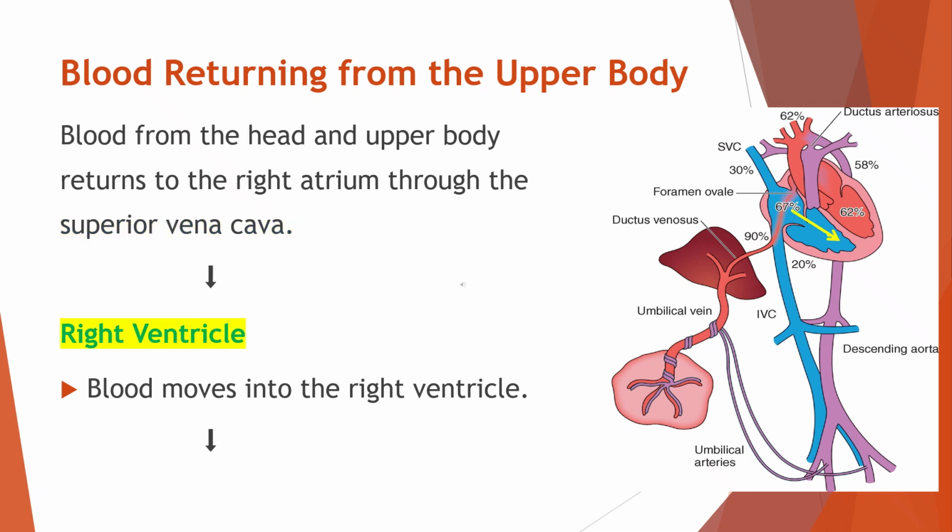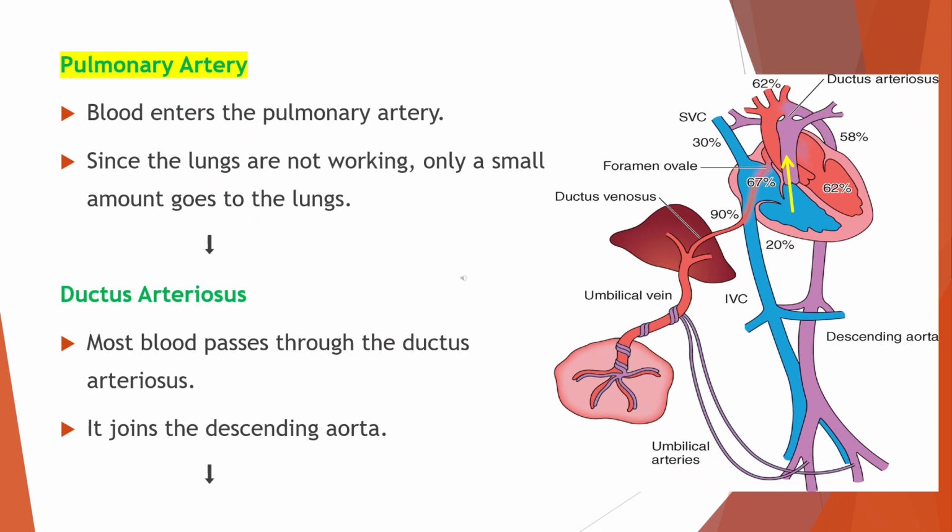The superior vena cava carries this oxygen-poor blood into the right atrium. From the right atrium, the blood moves into the right ventricle. Next, the right ventricle pumps the blood into the pulmonary artery. Now, in a normal adult, blood from the pulmonary artery goes to the lungs to receive oxygen. But in the fetus, the lungs are not functioning because the baby is not breathing inside the uterus. So only a very small amount of blood goes to the lungs for their growth and development.